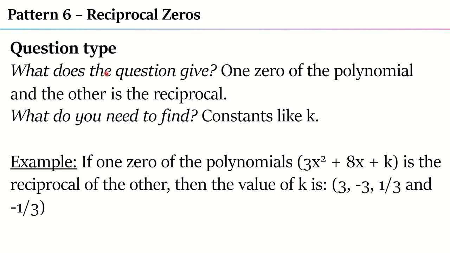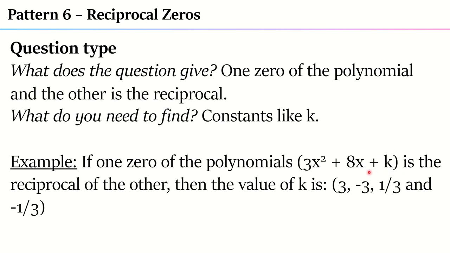As I told you, this is pattern 6, reciprocal zeros, where they give one zero of the polynomial and the other is the reciprocal. And most likely you need to find the constant term, which will be k or a or something. You need to find that. So the example problem is the polynomial 3x square plus 8x plus k, and one zero is the reciprocal of the other. You need to find the value of k.